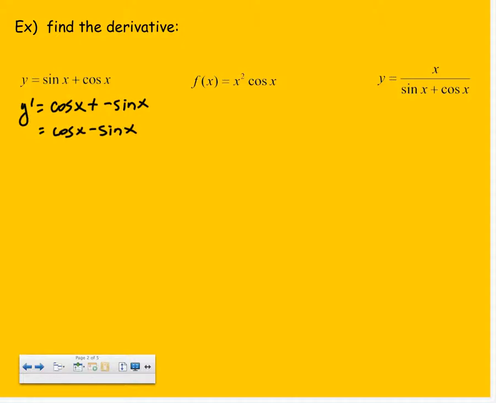Okay, easy derivative. Now, if we look at the next one, we have f of x equals x squared cosine of x. Isn't there really a times sign between those two? It's really x squared times cosine of x. So I have two functions multiplied together. So what do I have to use when I have two functions multiplied together? Yep, product rule. And product rule says that I take the derivative of one of them times the other one, and then plus the derivative of the other one times the one.